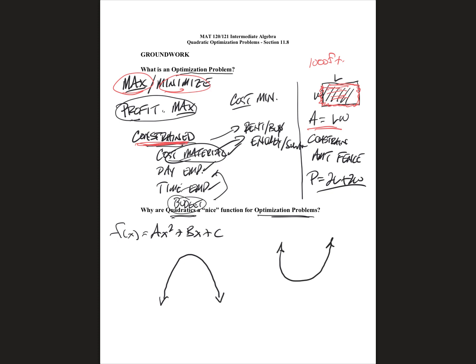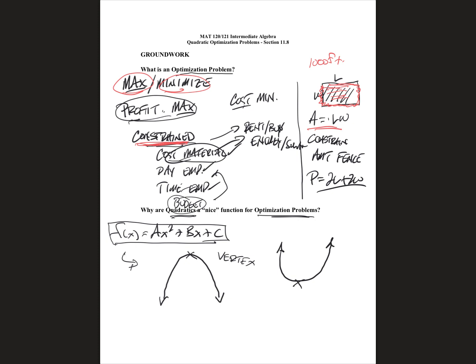And you can basically see that if we can mathematically model my profit, my costs, my area, whatever situation I'm trying to maximize, with a quadratic function, then its corresponding graph is going to be a parabola. And hence to find the maximum or the minimum, we're in essence just trying to find the vertex. And of course we know how to find the vertex using completing the square, or simply the vertex formula.